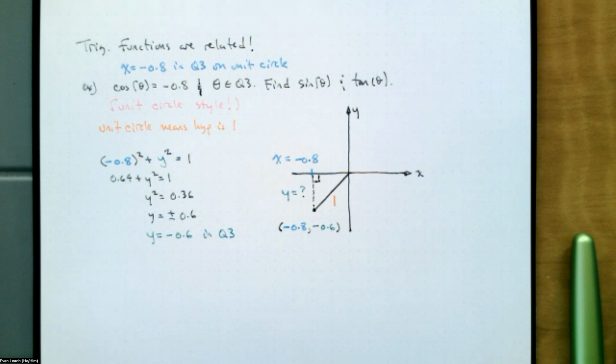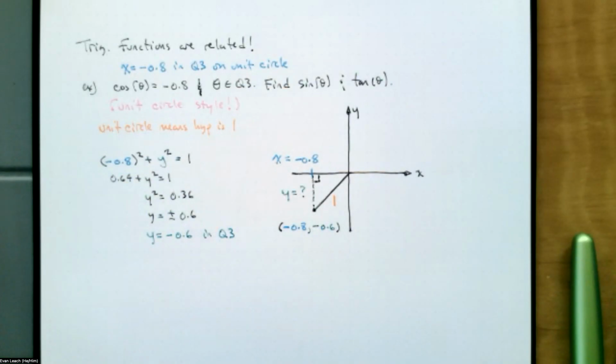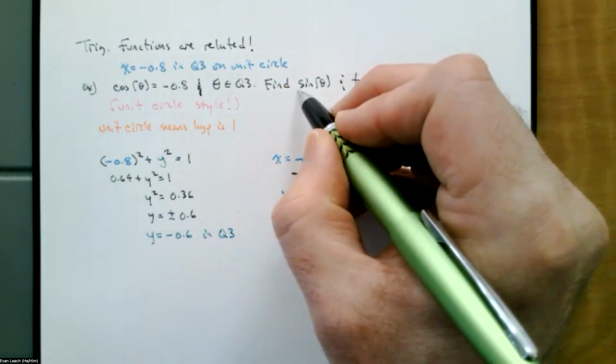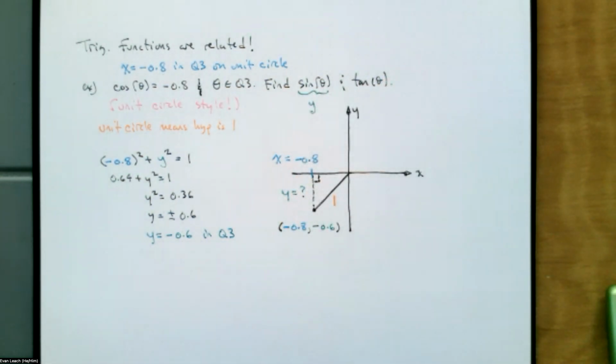Notice that the trig identity in play was the same one that was in play in the previous working of this problem: cosine squared plus sine squared is equal to 1. That's what we wrote down here. Cosine squared plus sine squared is equal to 1, because in this unit circle style, sine is y. If we want tangent, the same thing happens. We take sine over cosine, negative 0.6 over negative 0.8, which is 3/4.